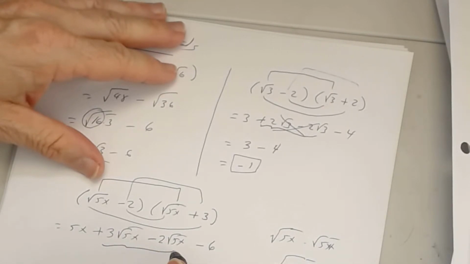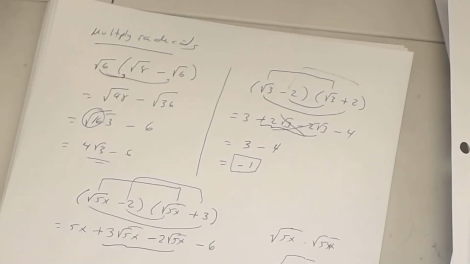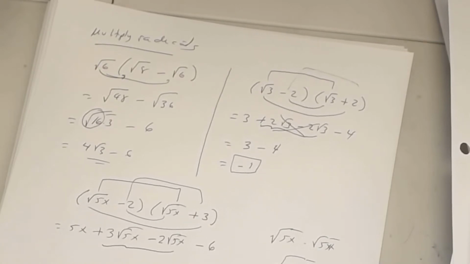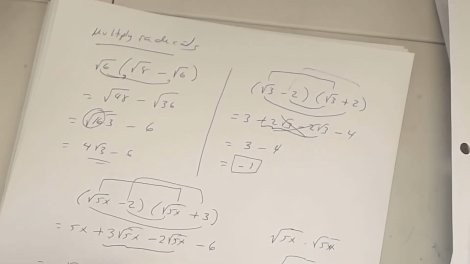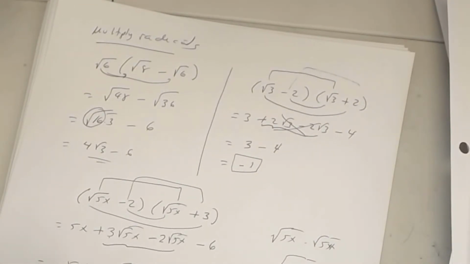Can I combine anything? Yes, the middle 2. I have how many square root of 5x's altogether? I have 3 and a negative 2, so altogether I have how many? 1. 3 square root of 5x minus 2 square root of 5x is 1 square root of 5x. Okay, so I'm going to get 5x plus square root of 5x minus 6. Y'all can see this? Yep. So I have three terms at this point, right? So I went from 4 to how many? 3. Can I combine anything else? No. Okay, so that's your answer.